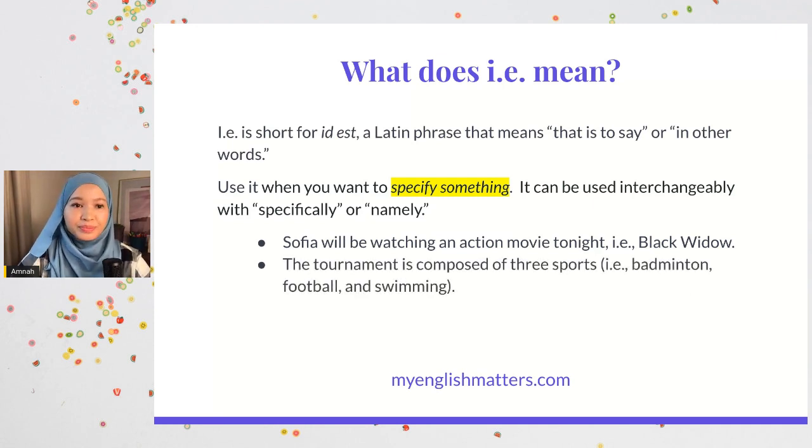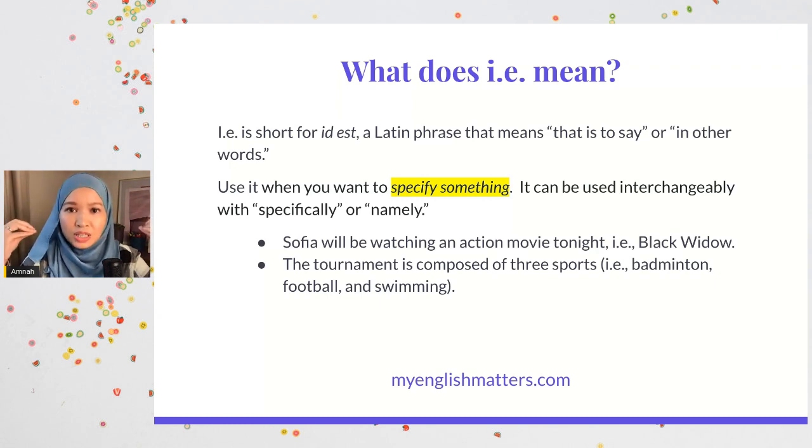Another example. The tournament is composed of 3 sports, i.e. badminton, football, and swimming. Right? Let's replace i.e. with specifically. The tournament is composed of 3 sports, specifically badminton, football, and swimming. So 3 sports: badminton, football, and swimming. There are no other sports in this tournament. There's only 3. So you use i.e. Okay, I hope that's clear.